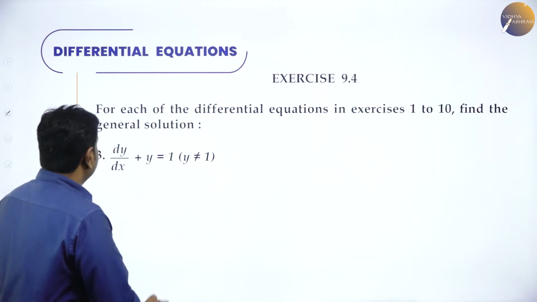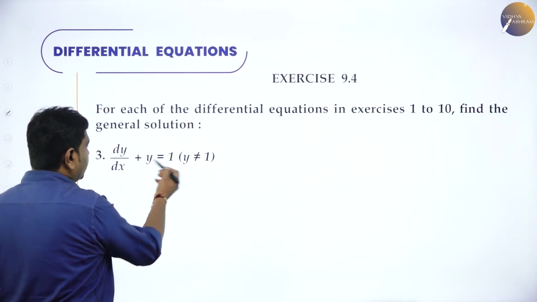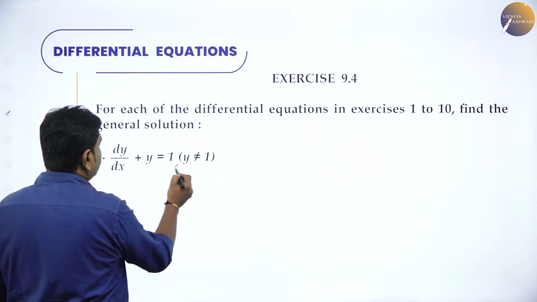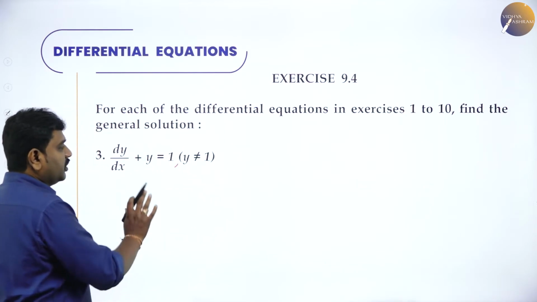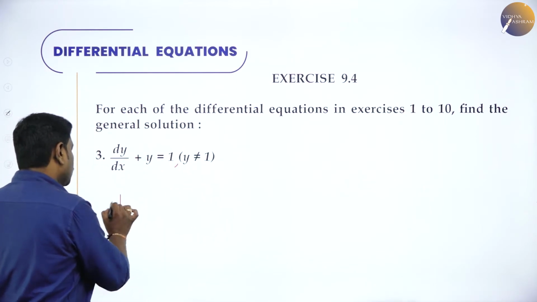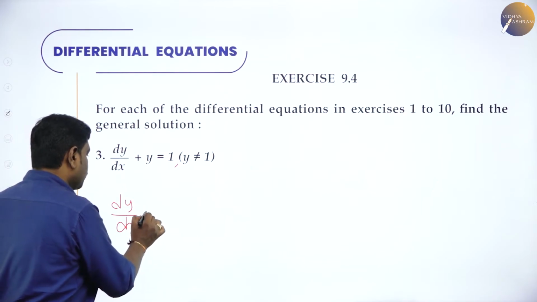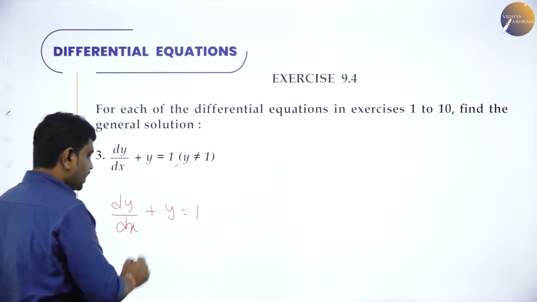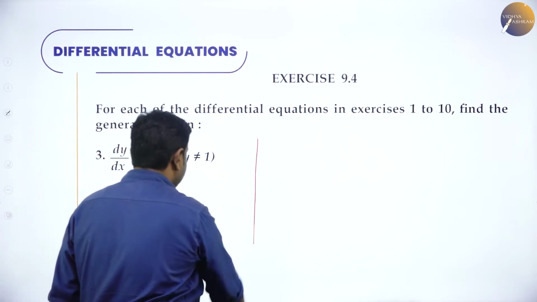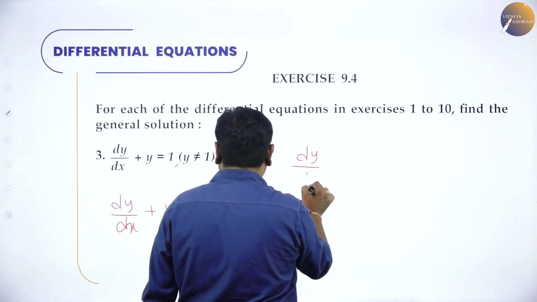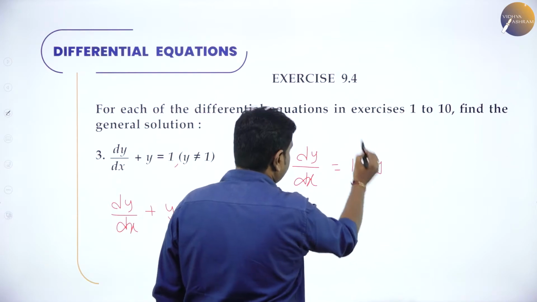Then dy by dx plus y equal to 1, and y is not equal to 1, they told. Y value is not 1. Okay, fine. Now the given question is dy by dx plus y is equal to 1. I'll rearrange. I'll transfer 1 to RHS. So can I write it as dy by dx is equal to 1 minus y?